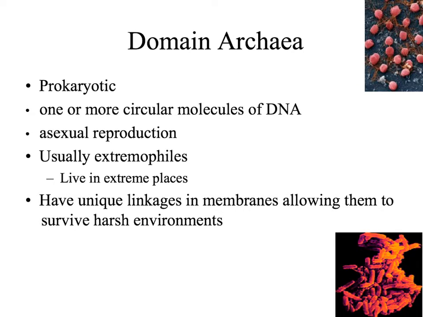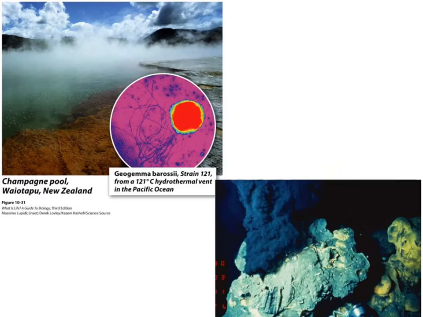Domain archaea is also prokaryotic. It also has one or more circular chromosomes of DNA. These organisms also reproduce asexually. However, most archaea are extremophiles. This means that they love to live in extreme places. They can do this because of the unique linkages they have in their membranes. This allows them to survive very harsh environments.